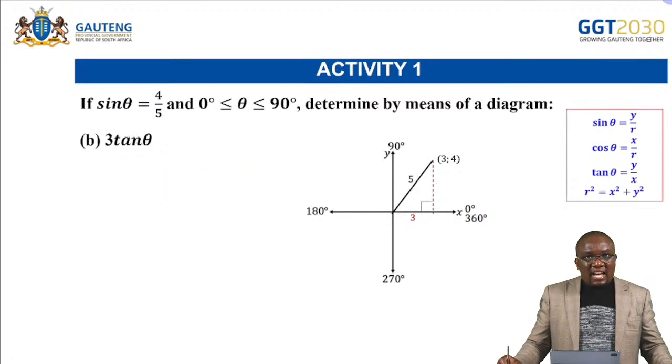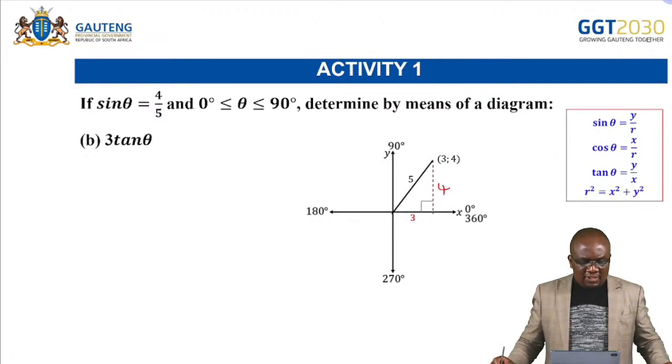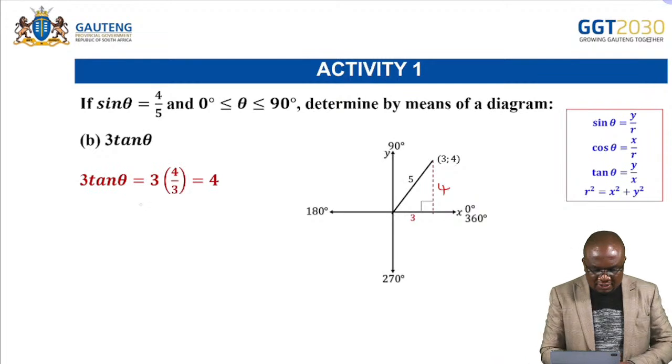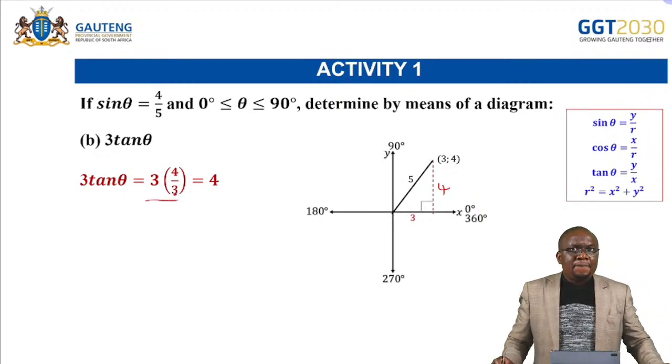And then 3 times tan theta. Tan theta is y over x. So it's 4 over 3. So we say 3 times 4 over 3. You see that I've replaced tan theta with 4 over 3. Then we get 4. Okay? Right.